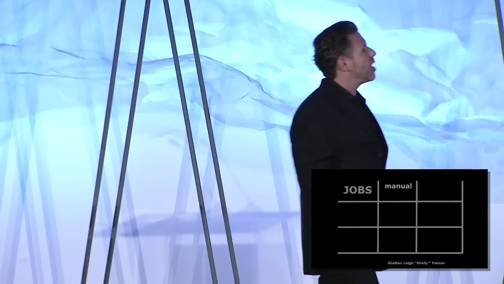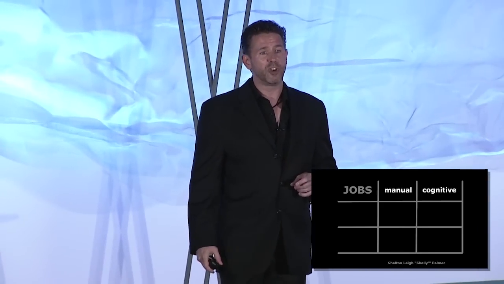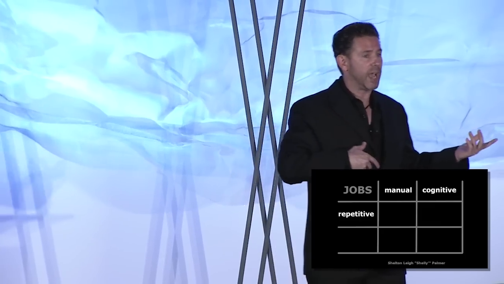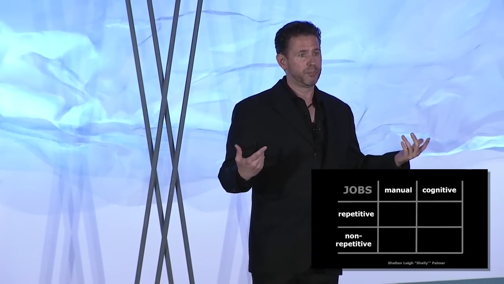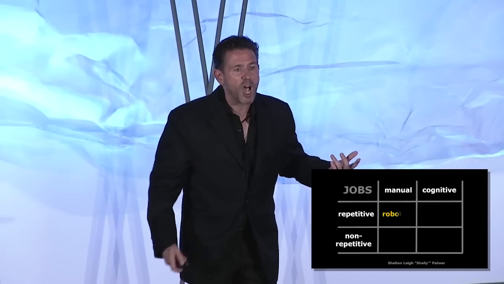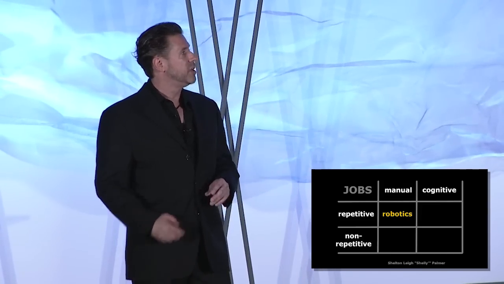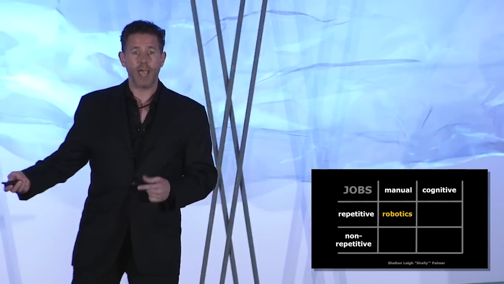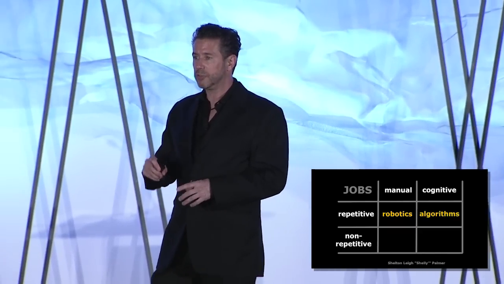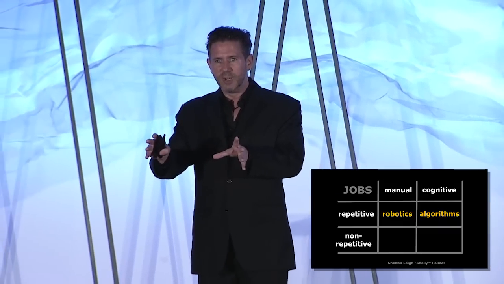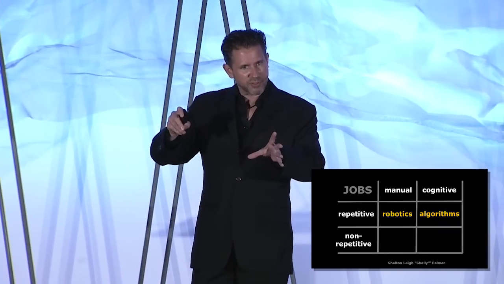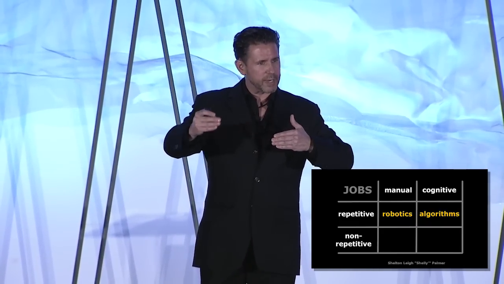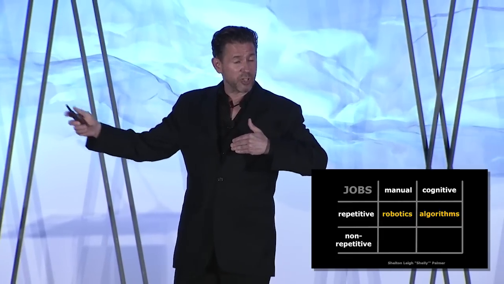In the job market, you've got manual jobs and you've got cognitive jobs, basically two broad buckets. And within each one of those, you have repetitive tasks and non-repetitive tasks. The repetitive manual jobs are going to eventually get replaced by robotics. That's going to happen. The cognitive repetitive tasks are going to get replaced by algorithms at some point. You can look at your own job and think about what you do that's repetitive. You can look at your clients. What do they do that's repetitive? It may not happen tomorrow, next week, next month, but you know that eventually this is going to happen.